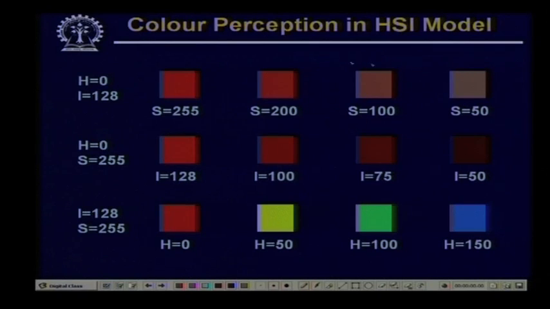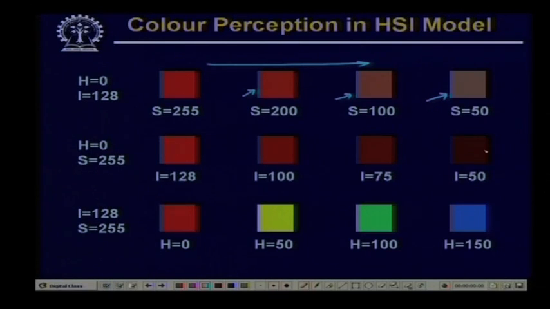For the other rectangles in the same row, we have kept hue and intensity constant, whereas the saturation is decreased. As we move from left to right, it appears that this red is becoming milky gradually. With saturation equal to 200, which is less than 255, it appears that some amount of white light has been added to this red component, and that is very prominent when S is equal to 100 or even S is equal to 50, where a large amount of white light has been added to this red component.